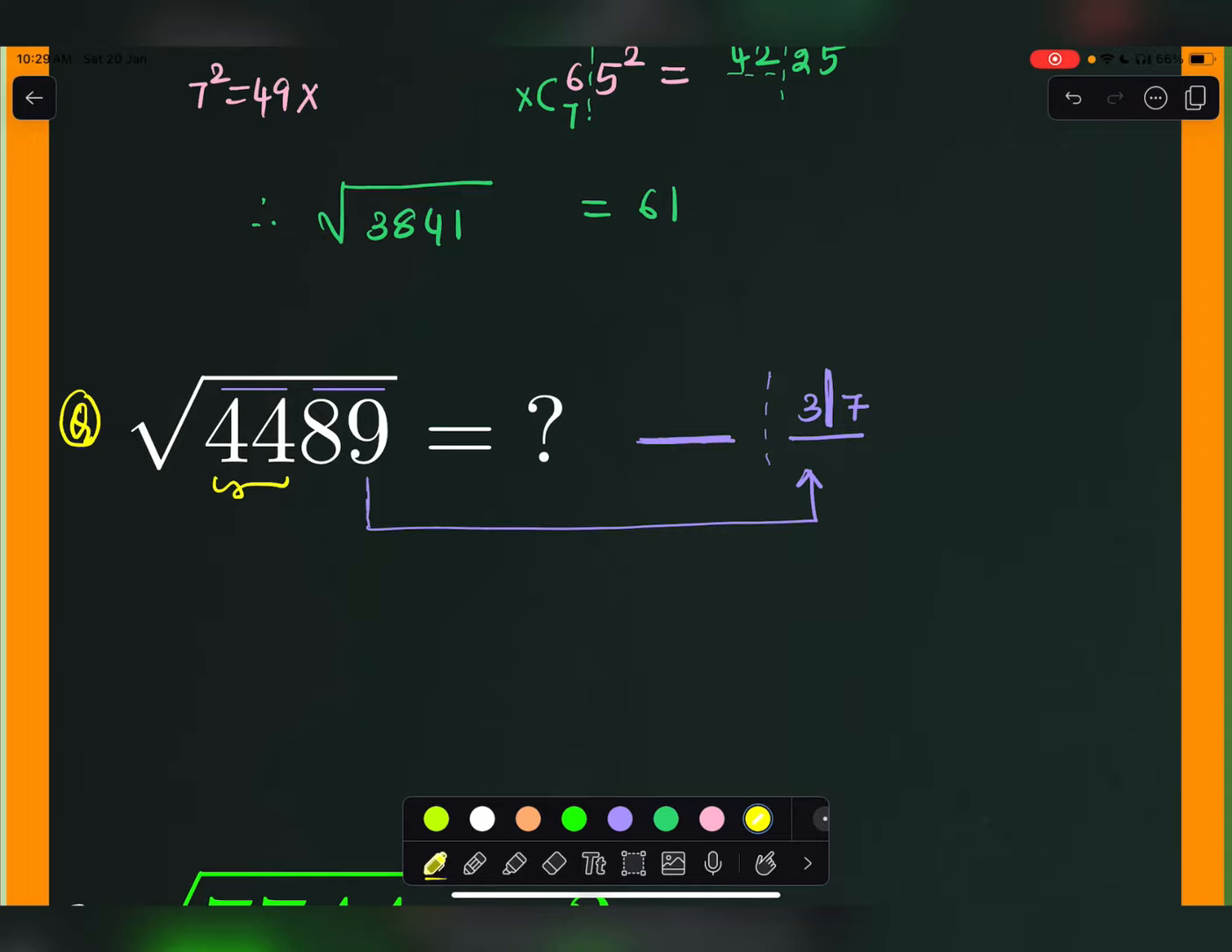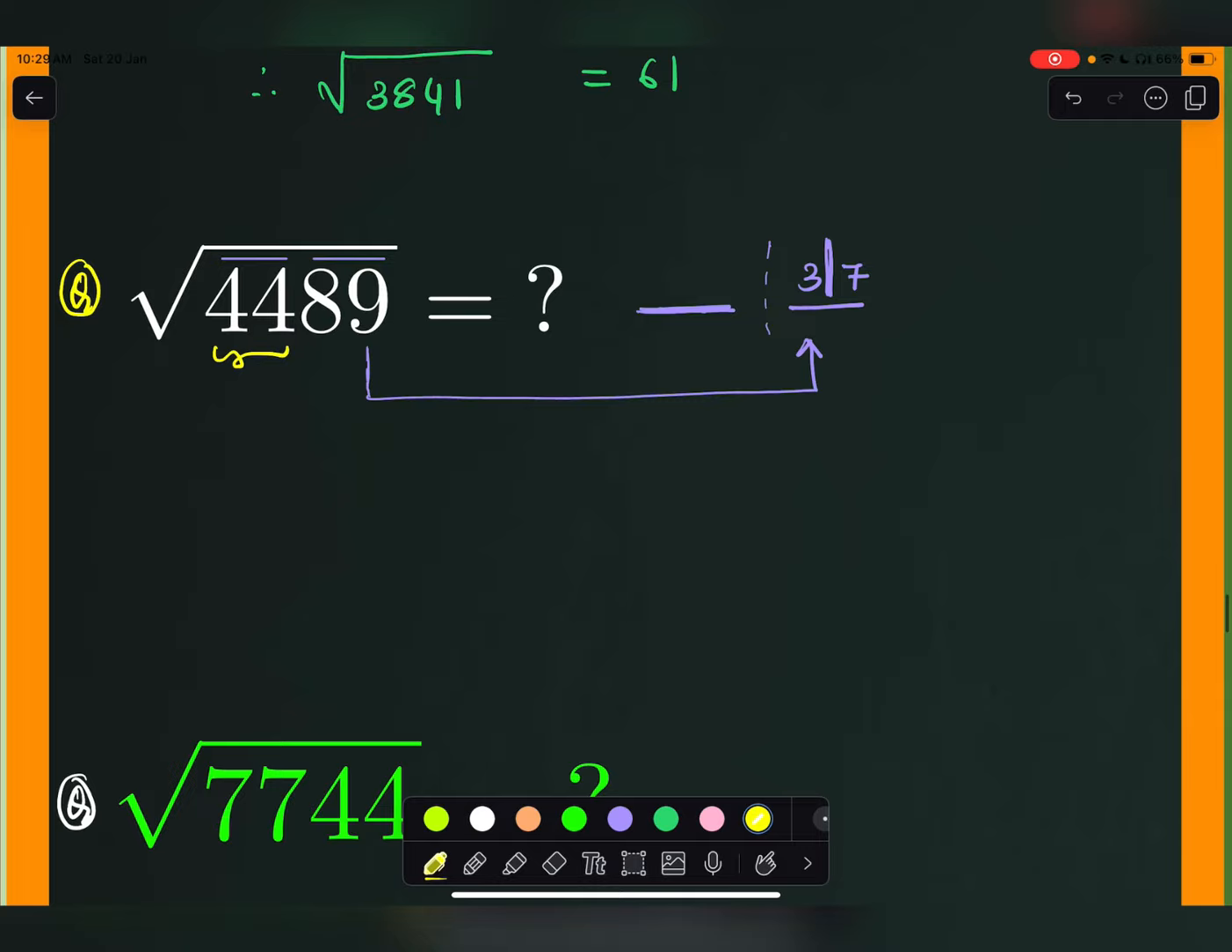How to decide the leftmost part of the number here? Tell me the square of a number which is less than or equal to 44. I'm taking 6 square. 6 square is 36 only. If I take 7 square, which is 49 only. Your 44 lies between 36 and 49. So 49 is bigger, more than your required value. So 49 is not possible. Now I can consider 6 square. The square root of 6 square is 6. Your leftmost part is 6 only.